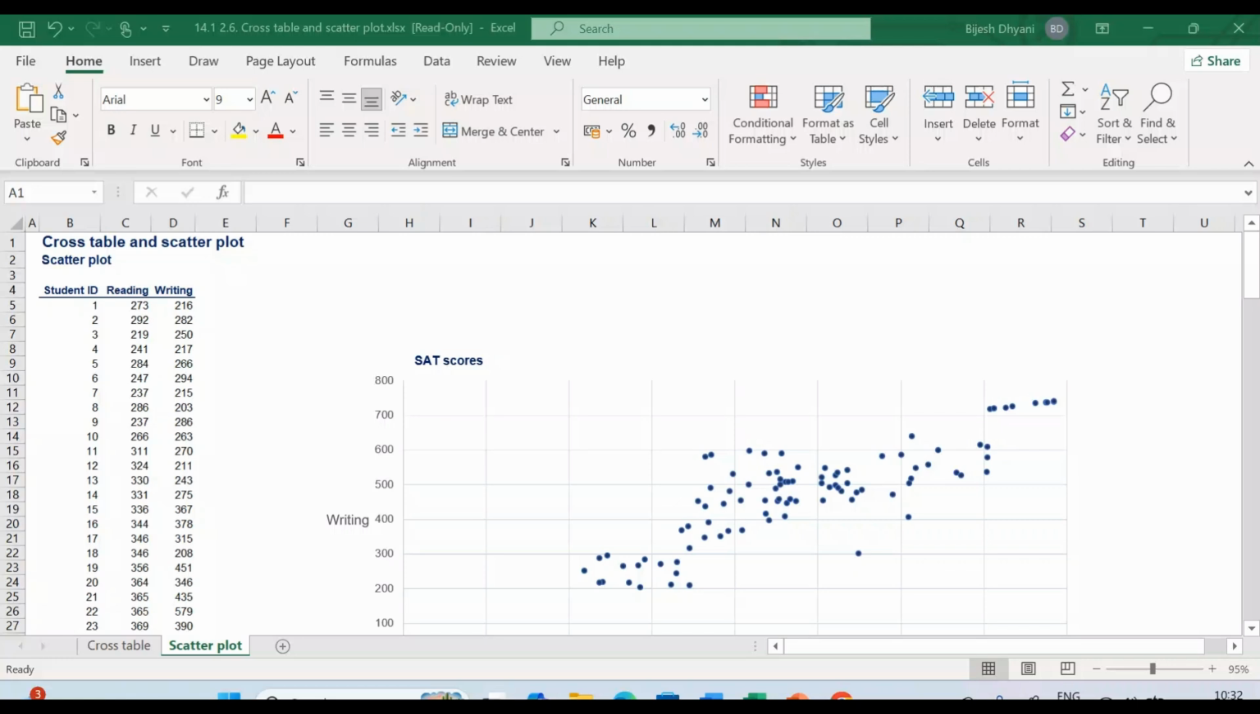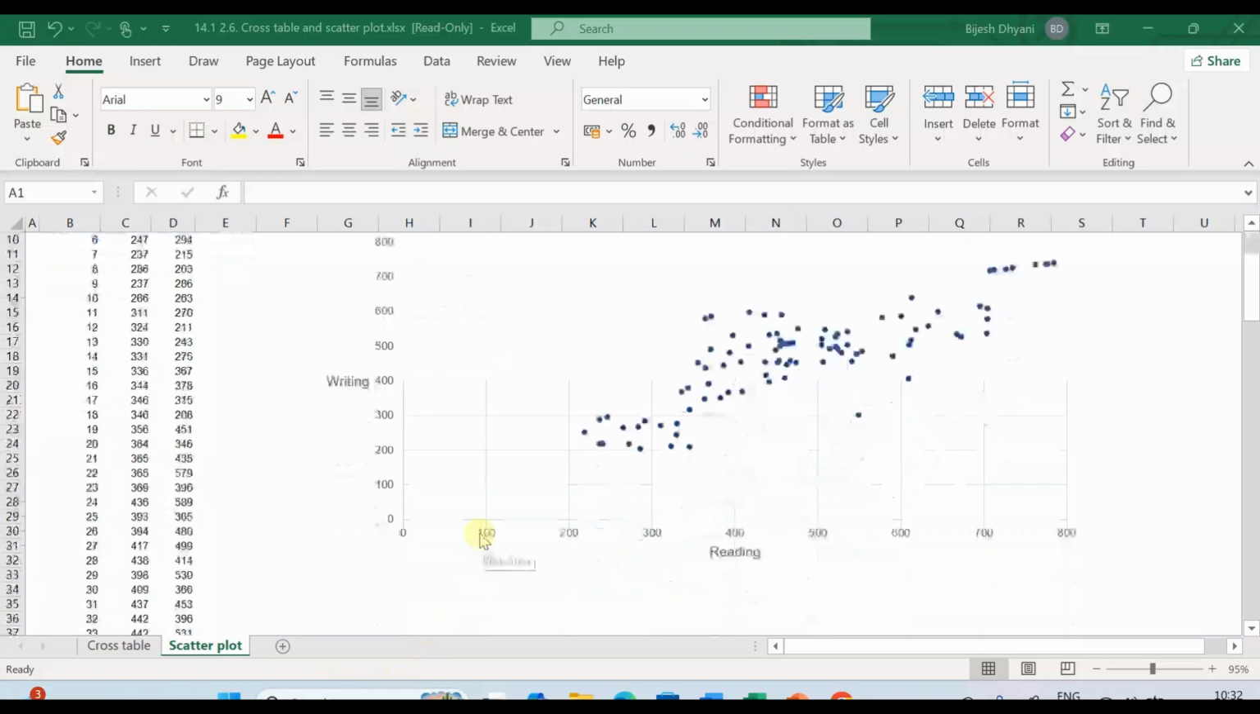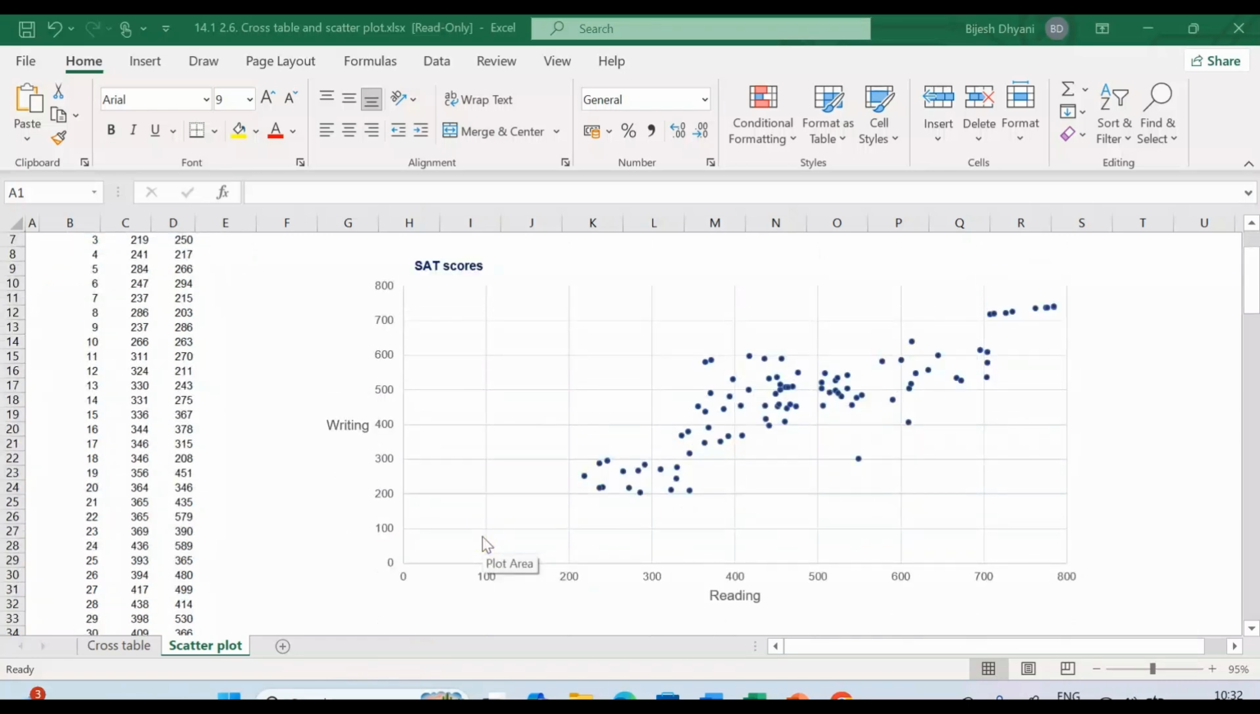Axes: the horizontal axis represents reading scores, and the vertical axis represents writing scores. Data points: there are 100 data points, and each student's result corresponds to one point on the graph. Each point provides information about a particular student's performance. For example, this is Jane.